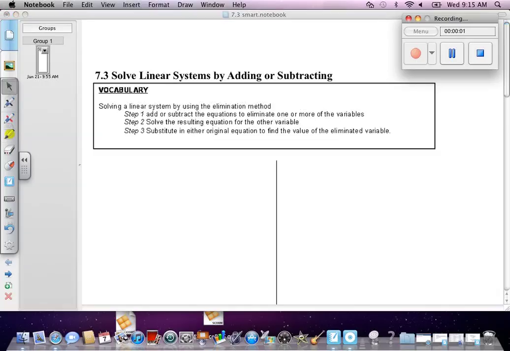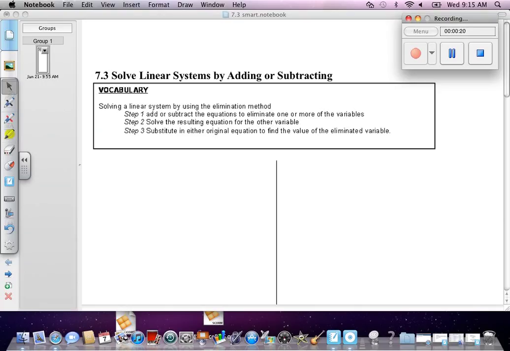Right, ladies and gentlemen, we're looking at 7.3. This is called elimination method or linear combination. It's much easier than substitution, but it still works better than graphing if you've got really big numbers or if you've got fractions and things like that.